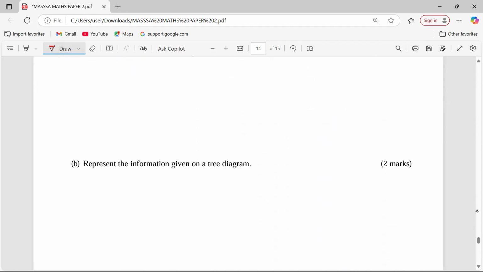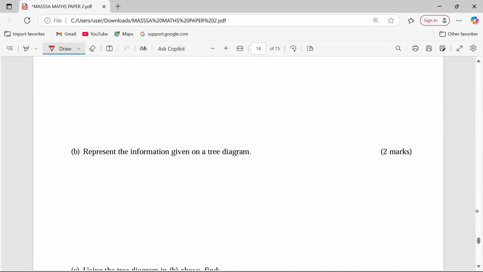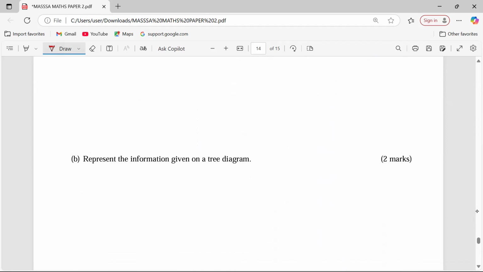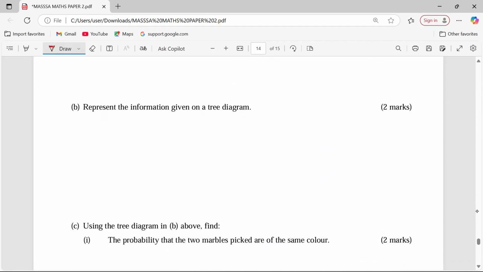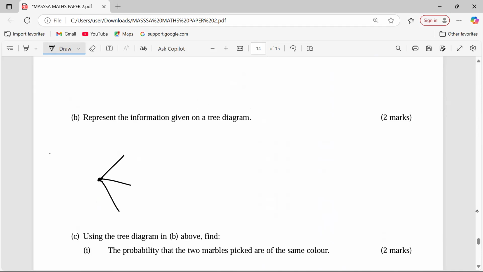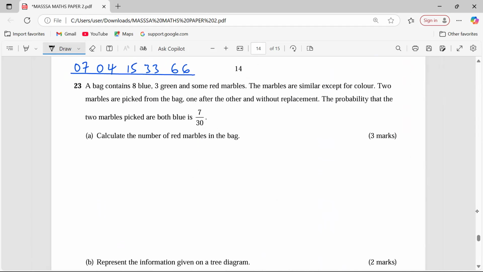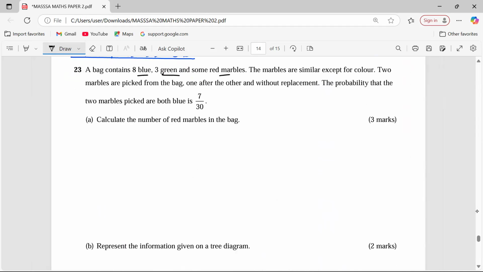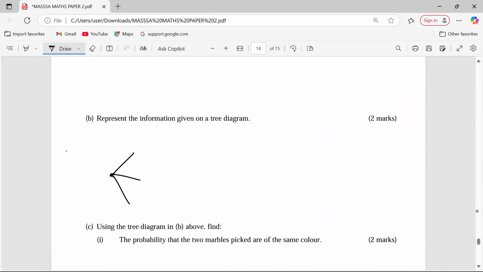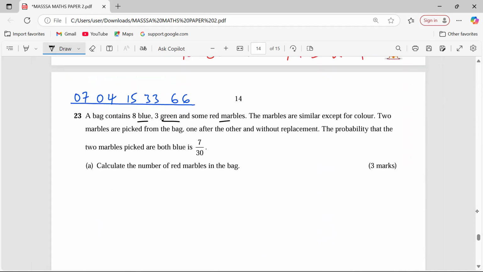Then in part B, represent the information on a tree diagram. Actually, now I'm supposed to start this question by sketching part B. We are picking two marbles. These marbles can either be blue, green, or red. So B, G, R: blue, green, or red. That way. What is the probability of picking blue?